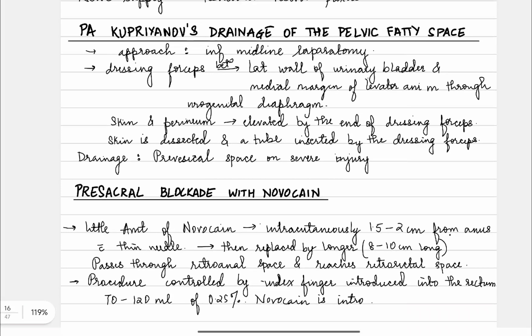Now we move on to Kupriyanov's drainage of the pelvic fatty space. We need to do an inferior midline laparotomy. Dressing forceps is used between the lateral wall of the urinary bladder and the medial margin of the levator ani muscles through the urogenital diaphragm. The skin and perineum are elevated by the end of the dressing forceps. The skin is dissected and a tube is inserted by dressing forceps. Now drainage is done in the prevesical space on severe injury.